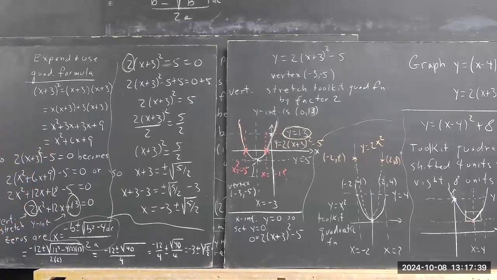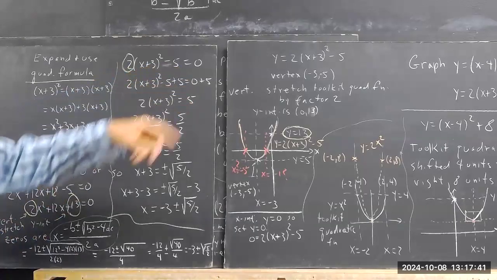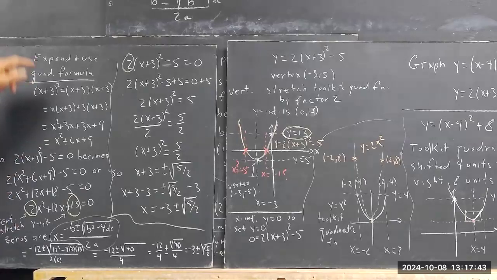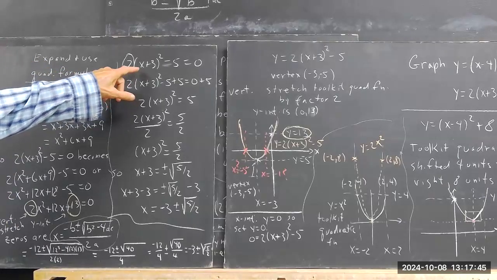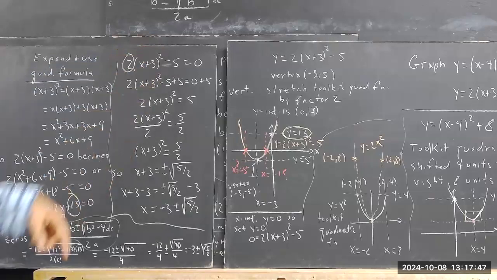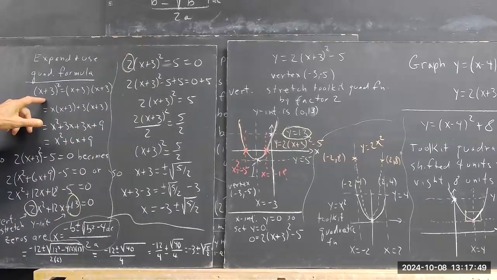Now, another thing we could do, we could expand this thing. Now, by expand, I mean write out x plus 3 quantity squared expanded. That means write x plus 3 quantity squared as x plus 3 times x plus 3.